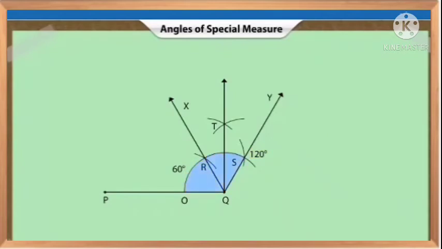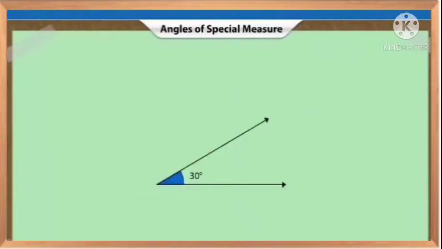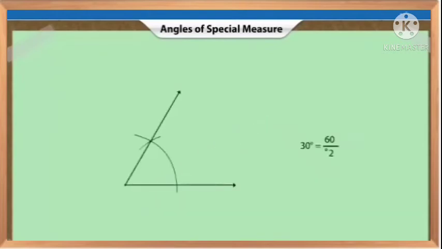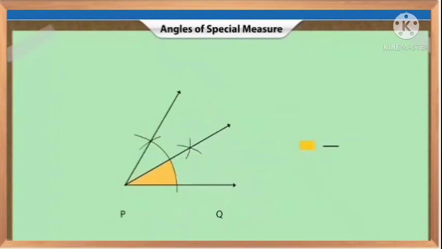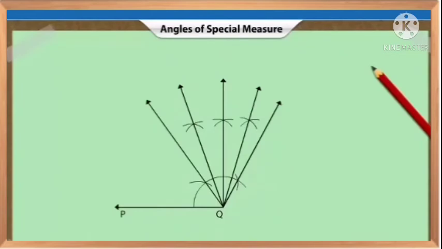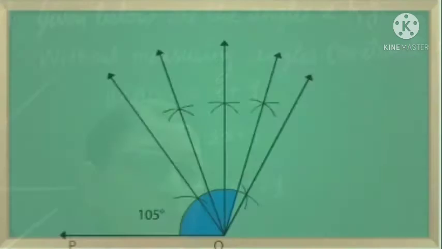Similarly, we can bisect other angles of special measures to obtain different angles. Let's see how to obtain an angle measuring 30 degrees using the bisecting technique. Bisecting the 60-degree angle will give us an angle that measures 30 degrees. You can use the bisecting technique to draw angles measuring 75 degrees and 105 degrees too. Why don't you try it out yourself?